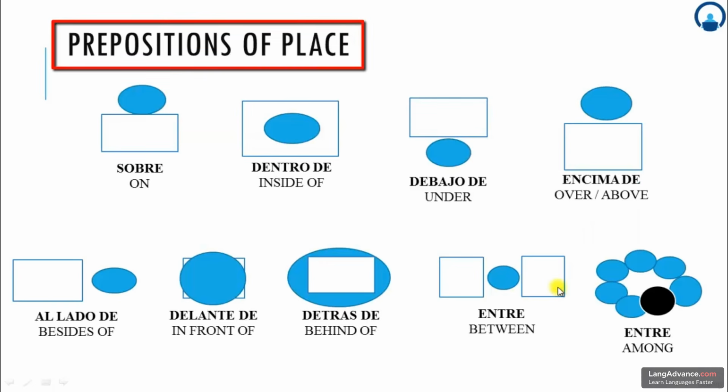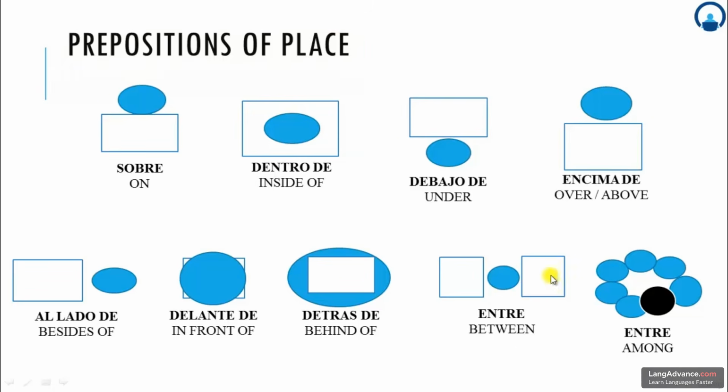Next, we have got the prepositions of place. Now let's learn these prepositions of place so that they might be very useful while framing the sentences. The first preposition of place which we learn is sobre. Sobre means on. Dentro de means inside of. Debajo de means under. Encima de means over or above. For the purpose of accent, this is not encima, this is encima because of the rule of the consonant C.